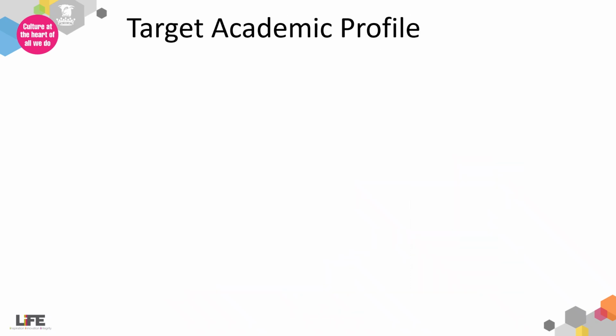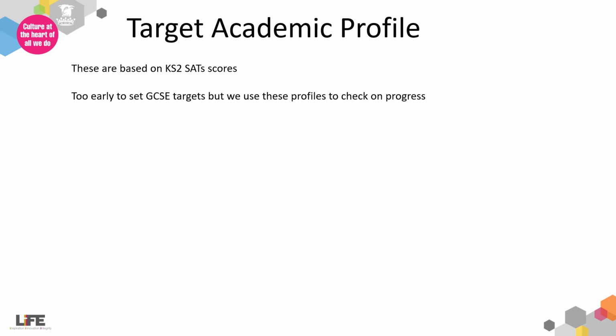The next thing we need to talk about is the target academic profiles. You can see those on the report for each subject. Where these come from, they are based on the Key Stage 2 SAT scores that the students achieved at the end of Year 6. It's far too early, we feel, to set GCSE targets in any meaningful way. However, we do want to check on the academic progress of students to check that they are making the sort of progress we would expect for someone with their ability as demonstrated by their Key Stage 2 SAT scores.